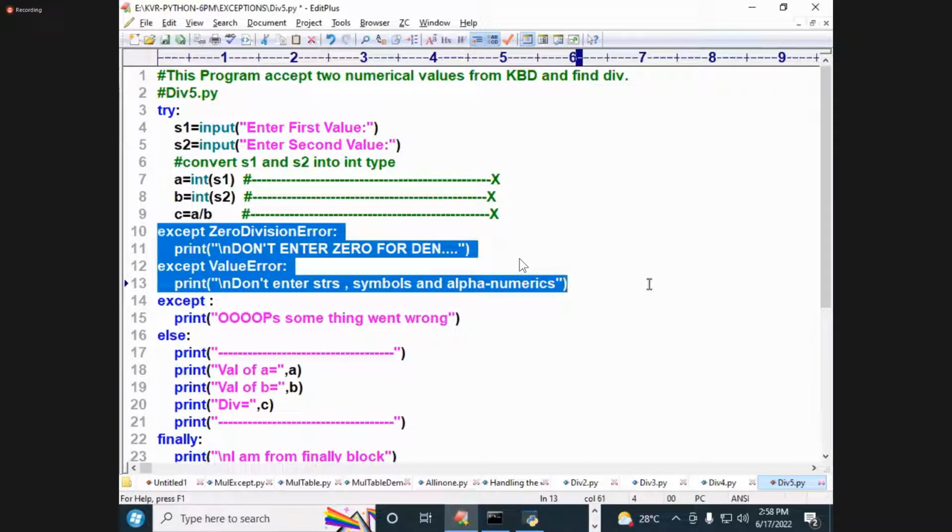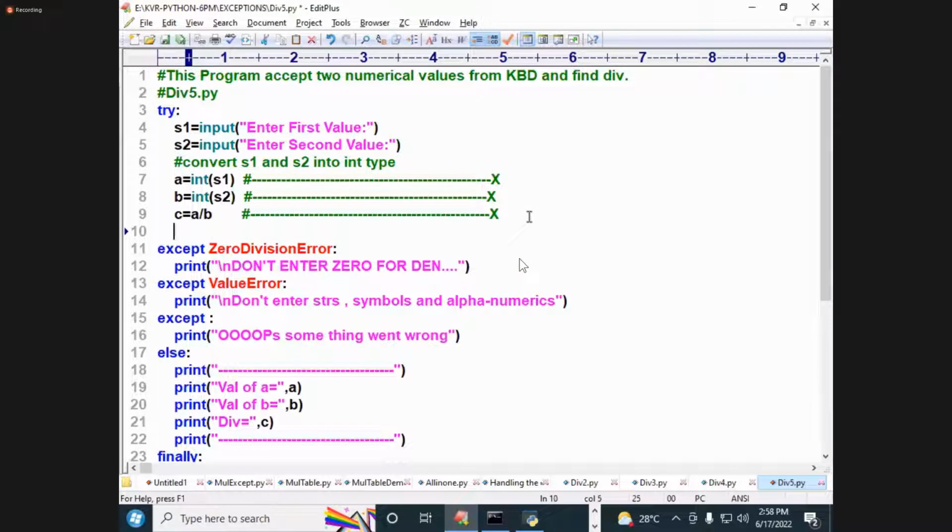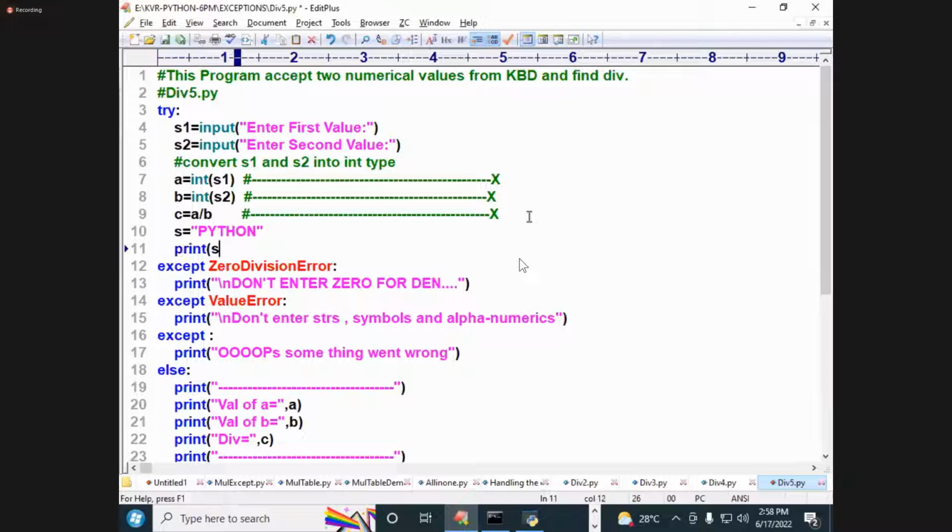In 2023, we don't know, this project may go for maintenance. Maintenance means they want to add some extra functionality. When it goes for extra functionality, a new software engineer may open my file. He will add some statement, s is equal to Python, print of s of 10, by mistake. Because of this, what happens? Index error.